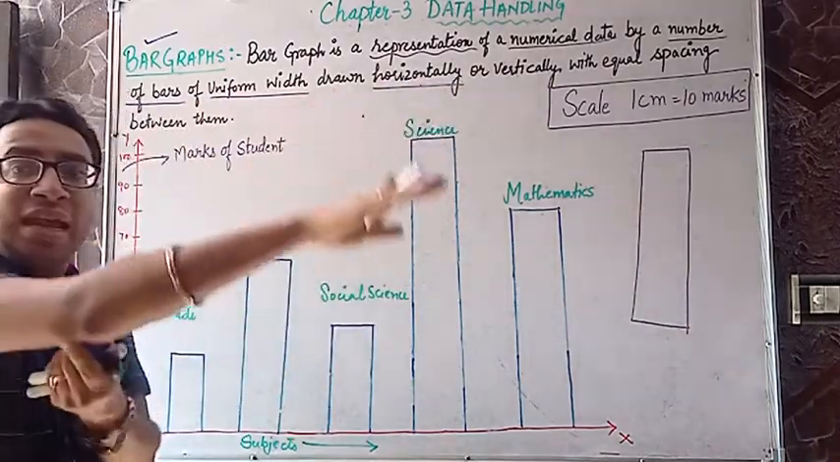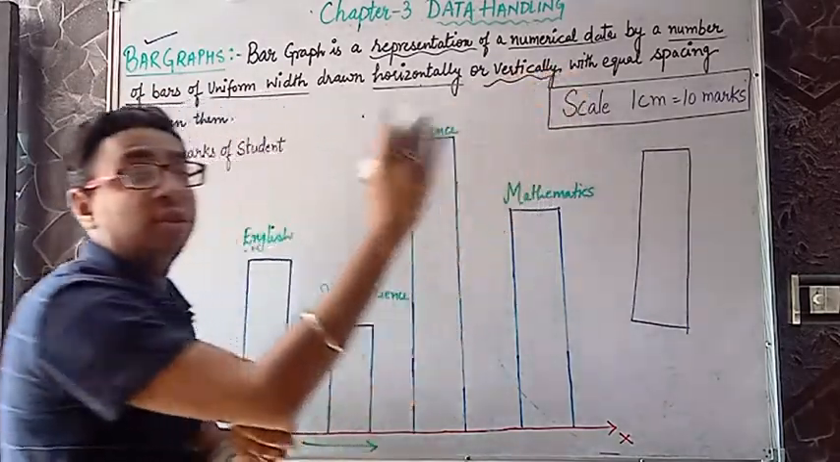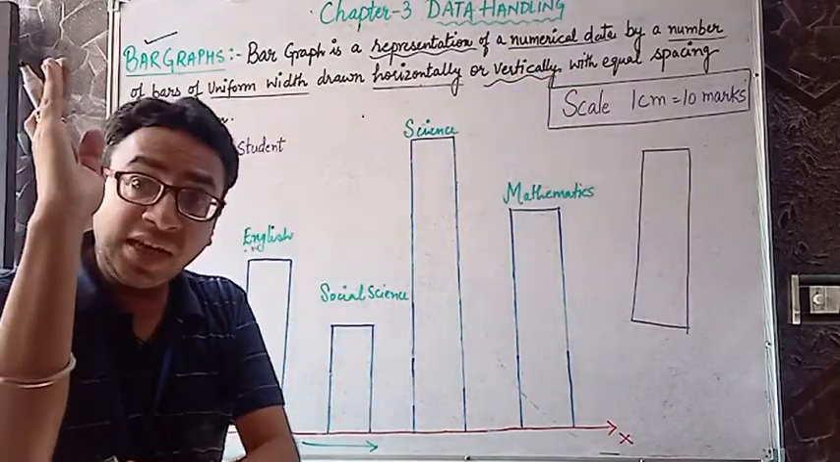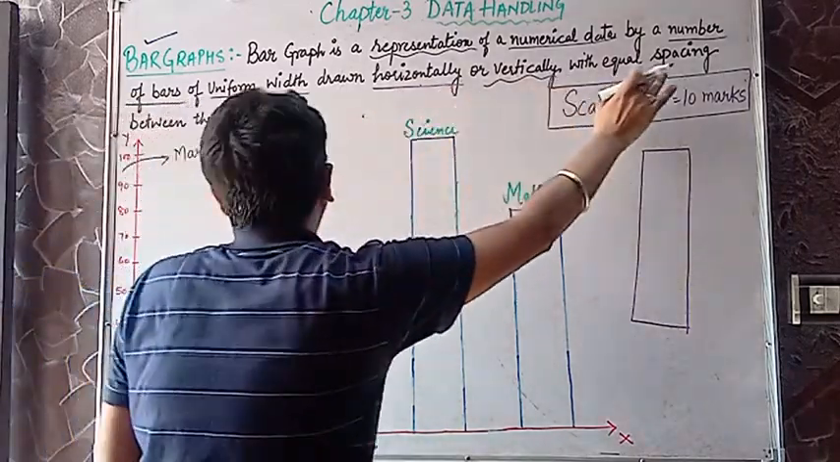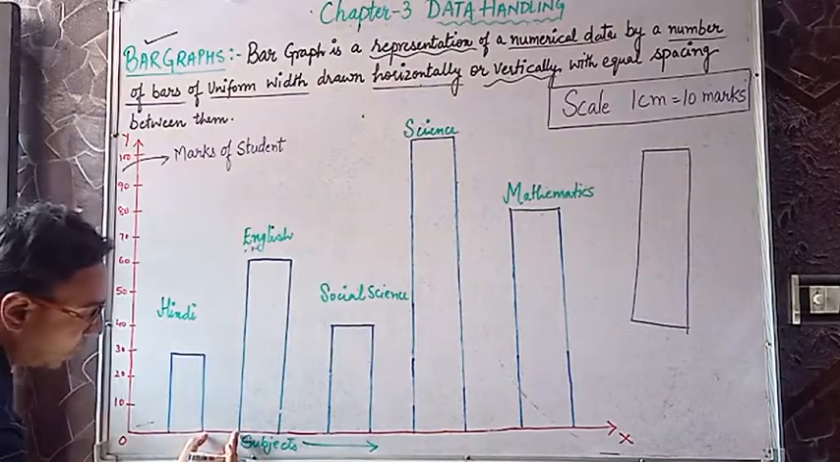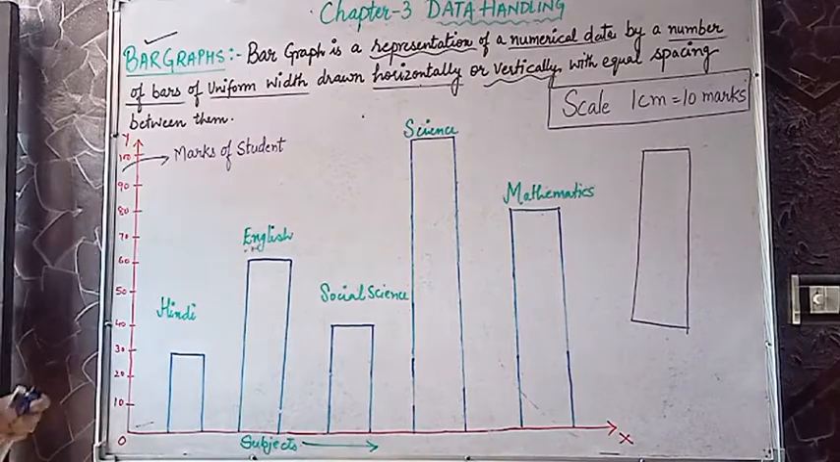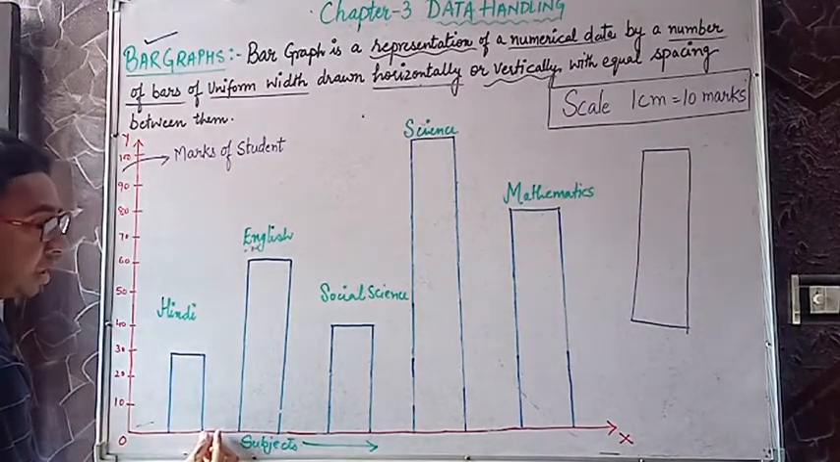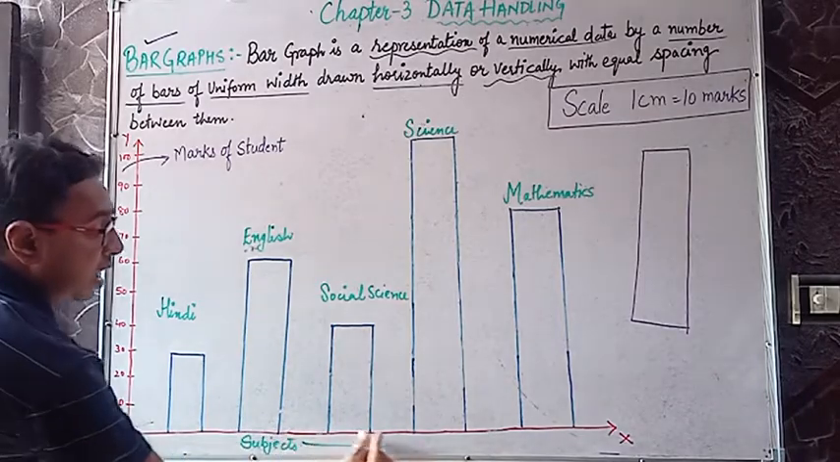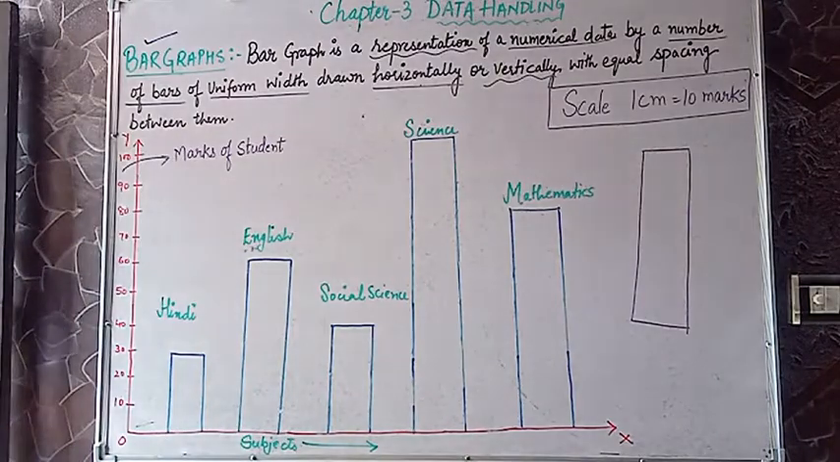Horizontally means like this. Horizontally or vertically. What do you mean by vertically? Vertically means 90 degree. Horizontally means 0 degree. Horizontally or vertically with equal spacing between them. Are we clear? The spacing must be equal. You can't have two bars very close and two very far, again close, far, again close, far. That is not your bar graph. Are we clear? Spacing must be equal.